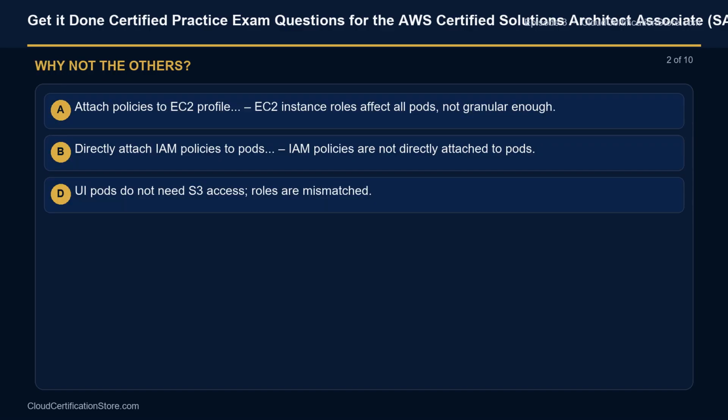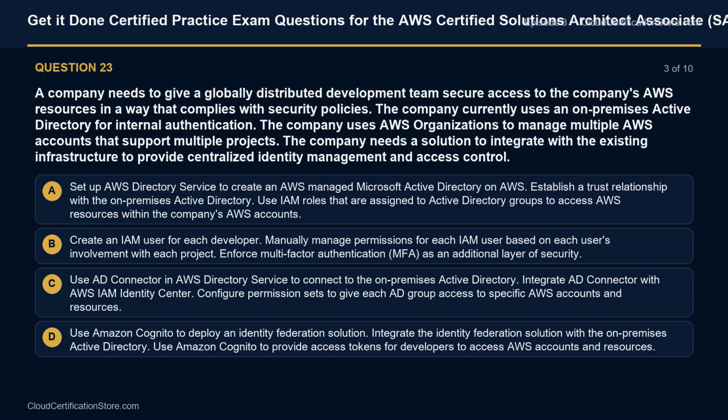Why not option A? Attach policies to EC2 profile. EC2 instance roles affect all pods, not granular enough. Why not option B? Directly attach IAM policies to pods. IAM policies are not directly attached to pods. Why not option D? UI pods do not need S3 access. Roles are mismatched.